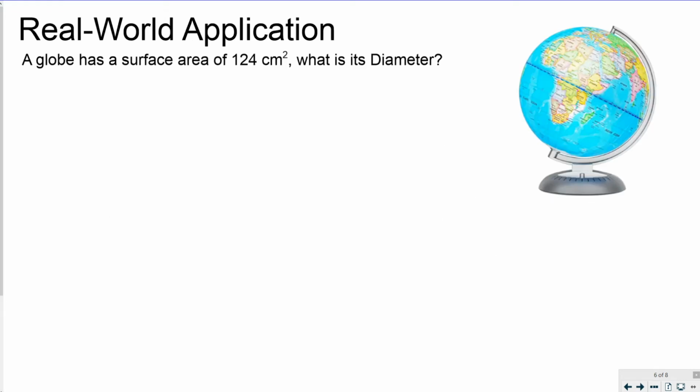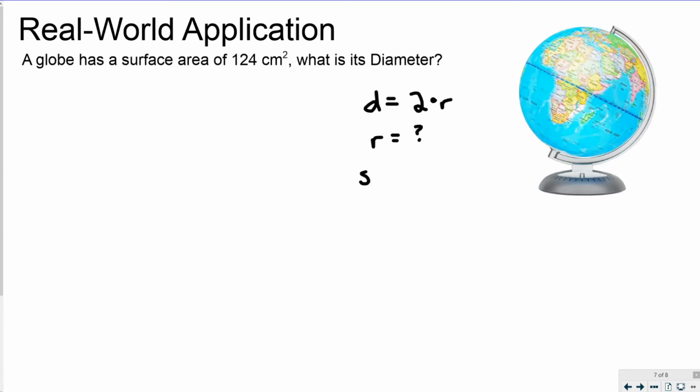And so next, we're going to do a real-world application problem. And it says a globe has a surface area of 124 centimeters squared. What is the diameter of the globe? Okay, so in order to solve this kind of problem, they're asking me to find the diameter, which is 2 times the radius, but I don't know the radius.